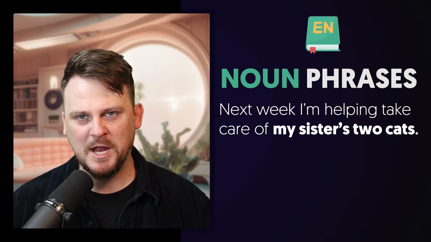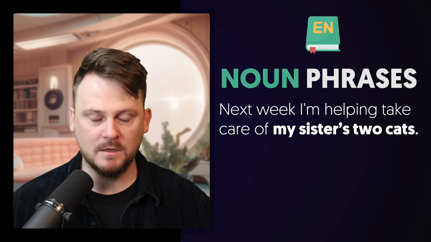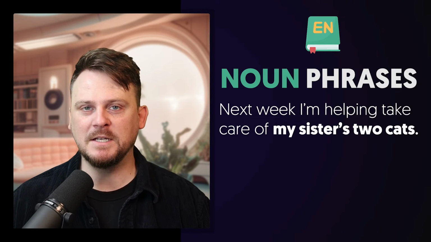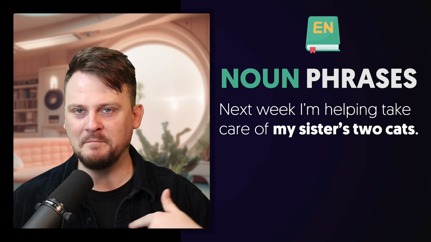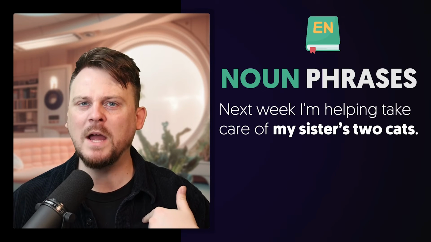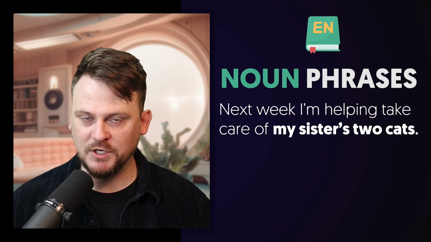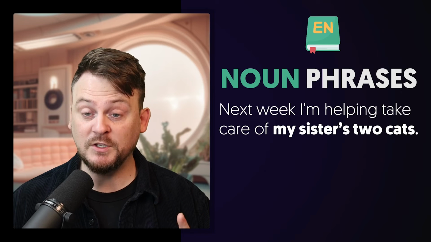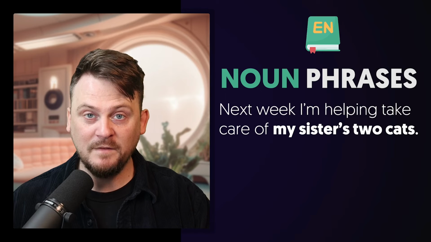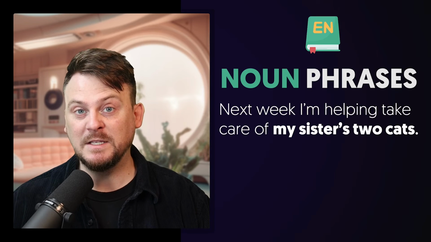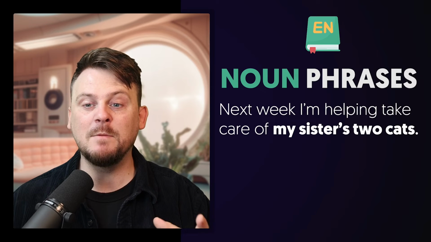My sister's 2 cats. If this is a noun phrase, what are the pieces? Cats. All right, we've got our basic noun. Got it. Determiner. My. Again, not hers, not his. My. My what? My sister. So in this case, sister's is a modifier modifying what? Well, it's modifying 2 cats because it's telling me more about them.